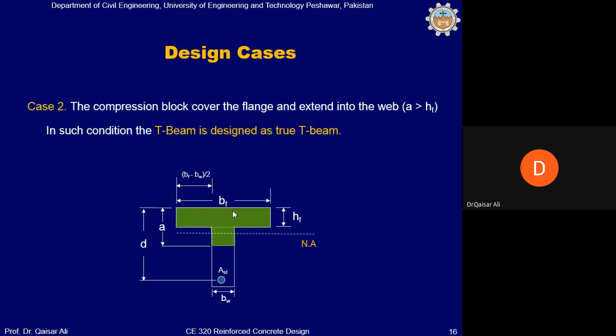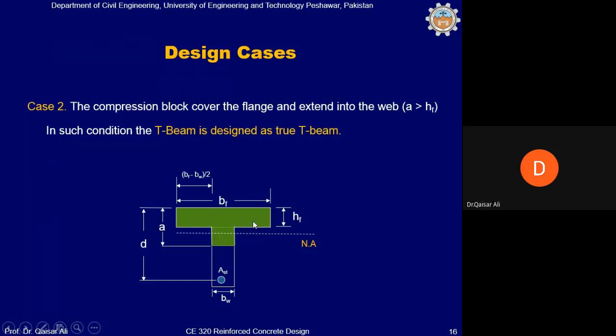However, again in the case of positive bending moment, if small a extends into the web portion, then the shape of the compression block is also T, and the shape of the beam itself is also T. This is when the compression block covers the flange and extends into the web. In such a condition, the T-beam is designed as a true T-beam. Why true T-beam? Because the shape of the beam is T, and the shape of the compression block is also T.